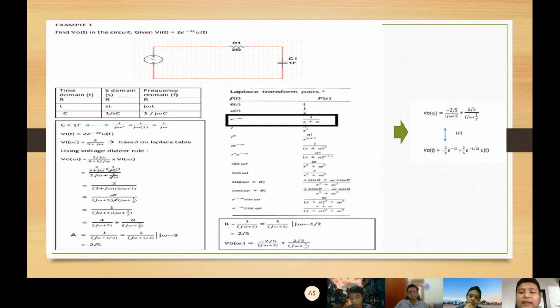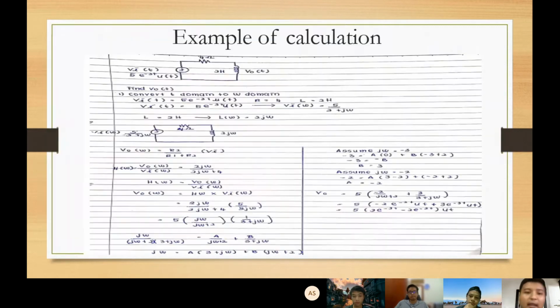So we can get the value from the partial difference, and this is the example of the calculation that we have discussed, referring to the calculation from our lecturer Madam Nozaini. This is the same method that we have used.